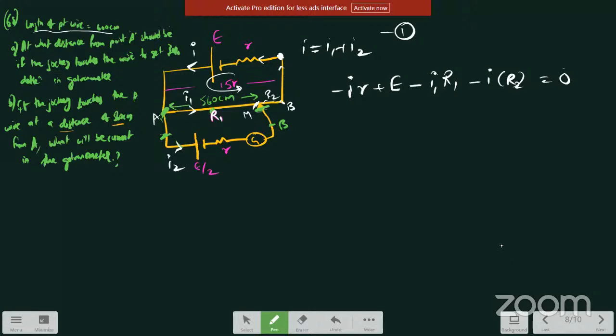No problem, leave it. We'll get it. I'll get habituated slowly. Nothing problem. Next, again apply Kirchhoff's law here. Ritesh, huh?